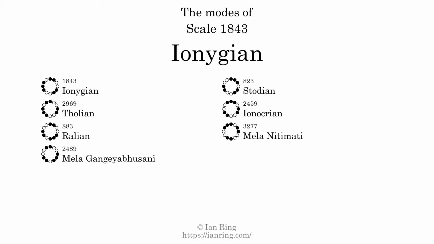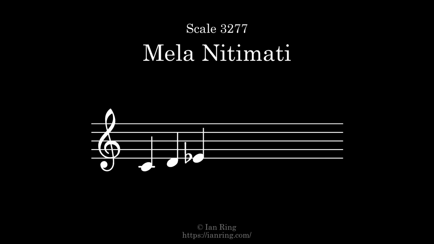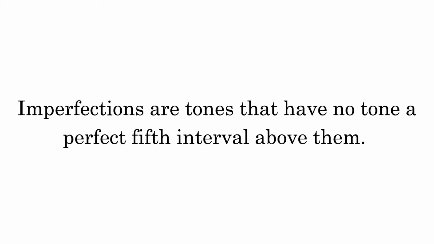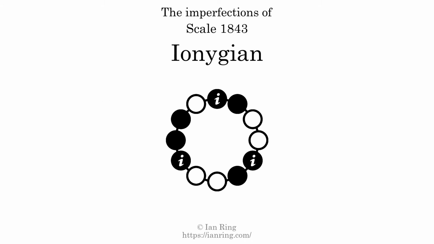The seventh and last mode is scale 3277, also known as melanatimity. It sounds like this. Imperfections are tones that have no tone a perfect fifth interval above them. This scale has 3 imperfections. They are at positions here, here, and here.